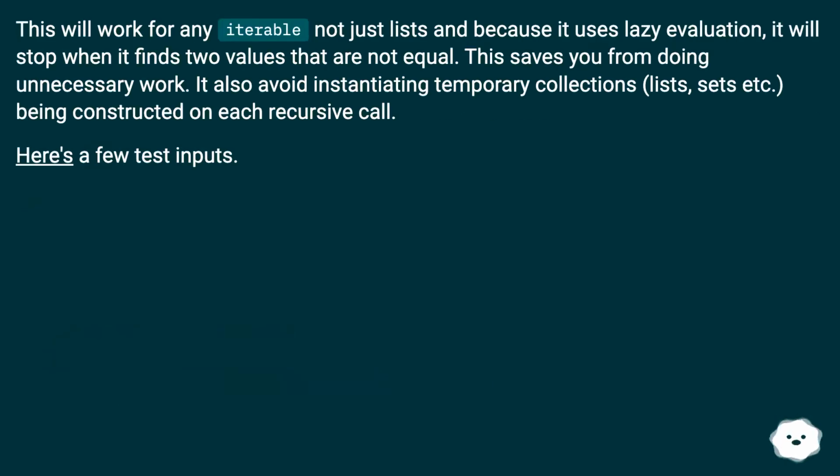This will work for any iterable, not just lists, and because it uses lazy evaluation, it will stop when it finds two values that are not equal. This saves you from doing unnecessary work. It also avoids instantiating temporary collections, lists, sets, etc. being constructed on each recursive call. Here's a few test inputs.